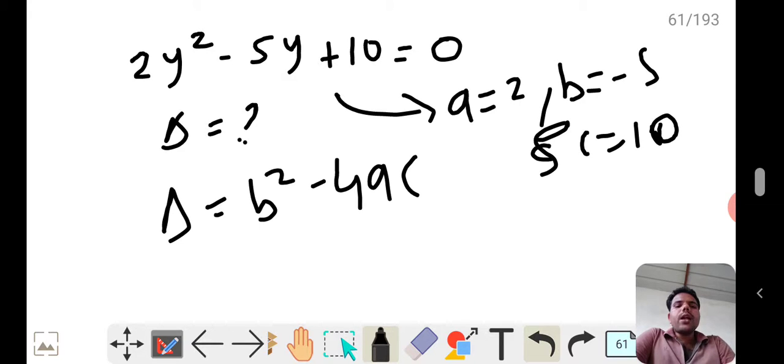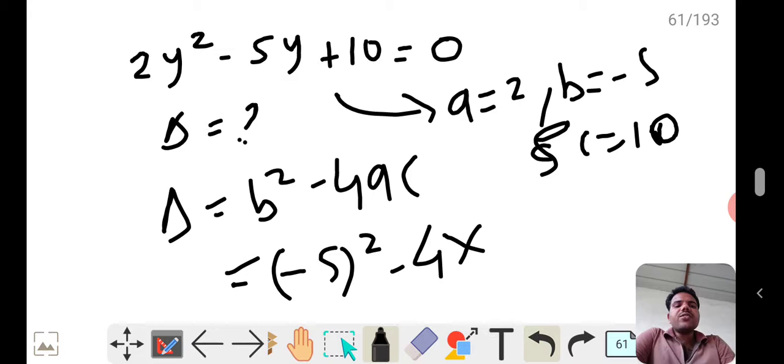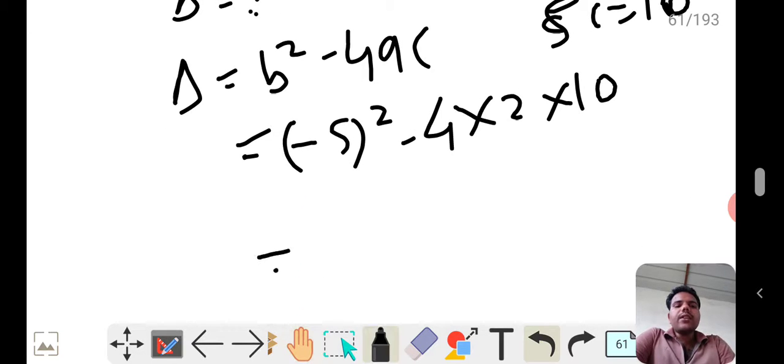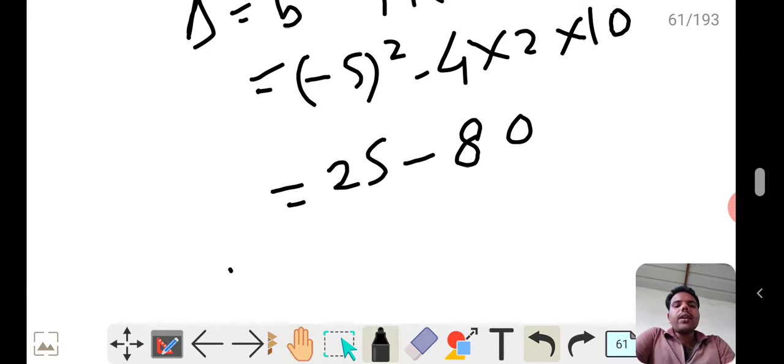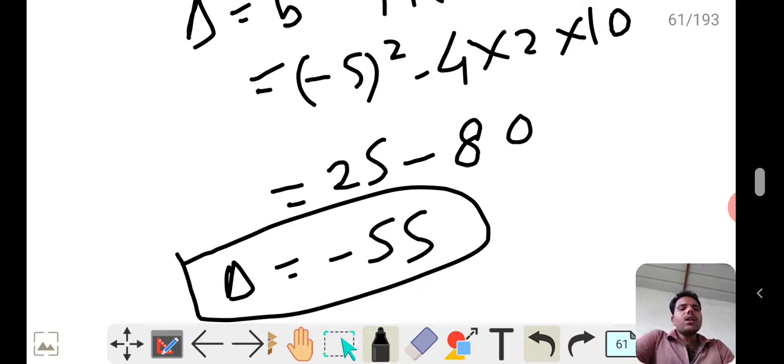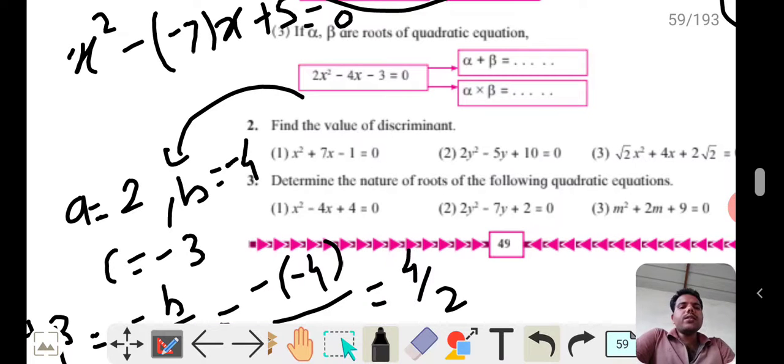So from this we can write delta is equal to b square, that is minus 5 square, minus 4ac. A is 2 and c is 10. So delta is equal to minus 5 square, which is 25, minus 4 into 2 into 10, which is 80. So here we have delta is equal to minus 55. Okay, so let's see the next example. The next example is to determine the nature of roots of the following quadratic equation.